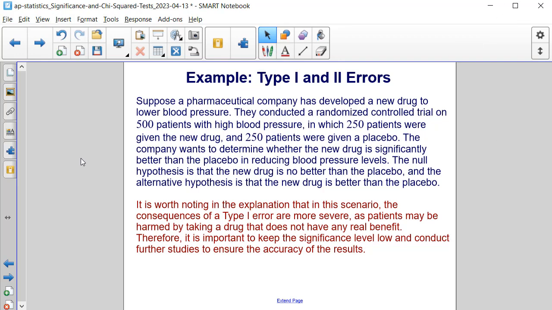It's also worth noting in the explanation that in this scenario, the consequences of a type 1 error are more severe, as patients may be harmed by taking a drug that does not have any real benefit. Therefore, it is important to keep the significance level low and conduct further studies to ensure the accuracy of the results.